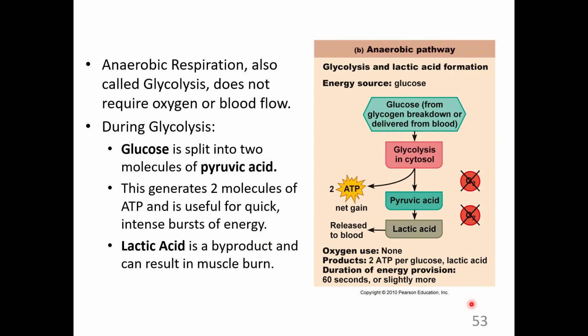Anaerobic respiration, also called glycolysis, does not require oxygen or blood flow. During glycolysis, a molecule of glucose is split into two molecules of pyruvic acid. This generates two molecules of ATP and is useful for quick, intense bursts of energy. Lactic acid is a byproduct and can result in muscle burn. It's called lactic acid fermentation, and it lowers the pH of the muscle fibers.